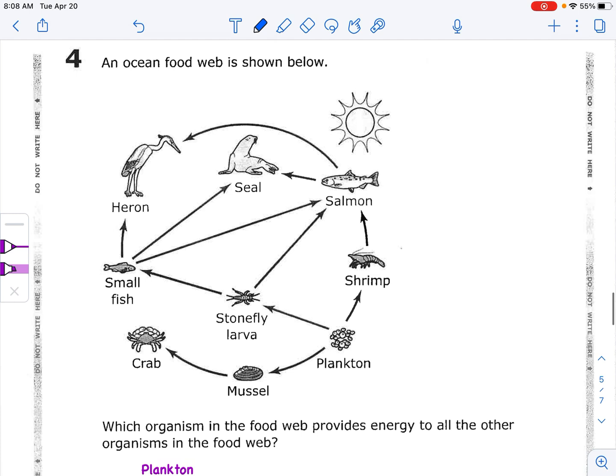All right, a food web. An ocean food web is shown below. Which organism in the food web provides energy to all the other organisms in the food web? All right, so we know that that is going to be a producer.